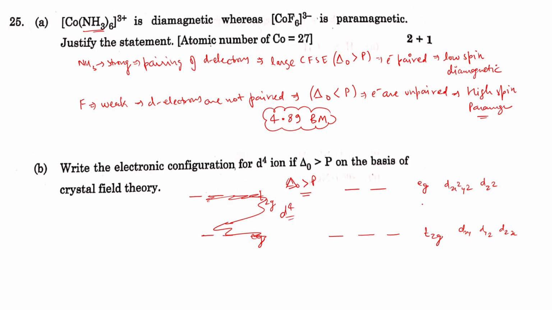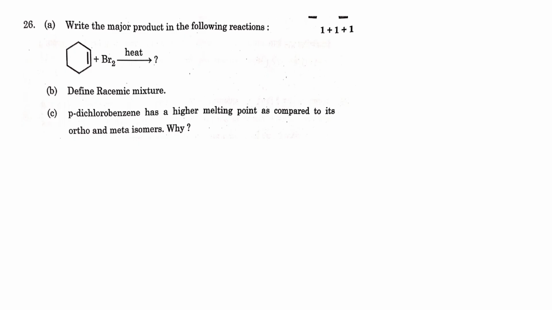When Δo is higher, that means this gap is wider. So when this gap is wider, electrons will prefer to get paired. Since we have d4, so 1, 2, 3. Electrons will not go to the eg level, rather they will get paired up. So when Δo is greater than P, we have the configuration t2g4 eg0, because the gap is wider and Δo is higher.